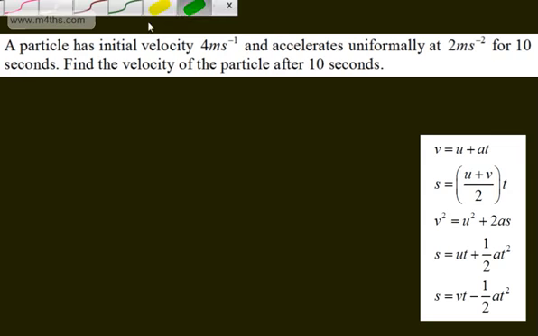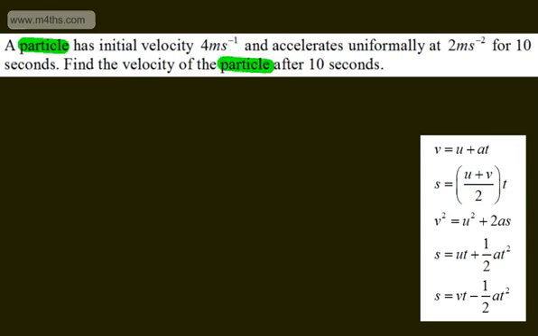Okay, let's pick some keywords. Particle. We've got particle just here and we've got particle just here. Also, we've got uniformly. So this is accelerating uniformly. That means that we can apply the constant acceleration equations. If it's got variable acceleration, we can't, and that will come later in our studies.